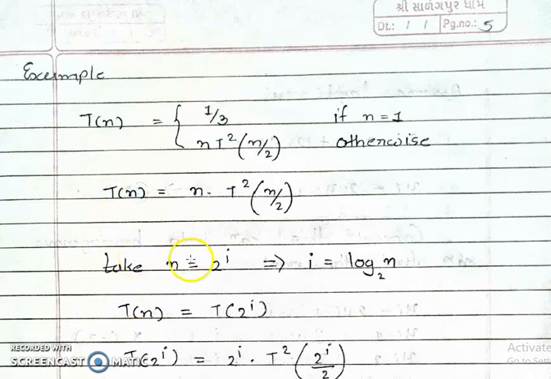Here we assume n is equal to 2^i, so convert this into log form. We get i = log n base 2. So T(n) = T(2^i), and we put this 2^i into this equation. We get T(2^i) = 2^i · T²(2^i / 2).